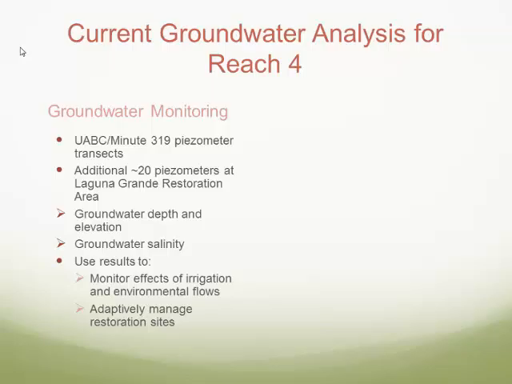And the idea is we want to know how irrigation and environmental flows are changing groundwater levels and potentially use the data to adaptively manage the sites. And what I mean by that is if we see that groundwater salinity levels start to increase, we know that we need to put more fresh water down in the system. If we see that groundwater levels are declining, we need to put more irrigation in to support the root systems of the trees.